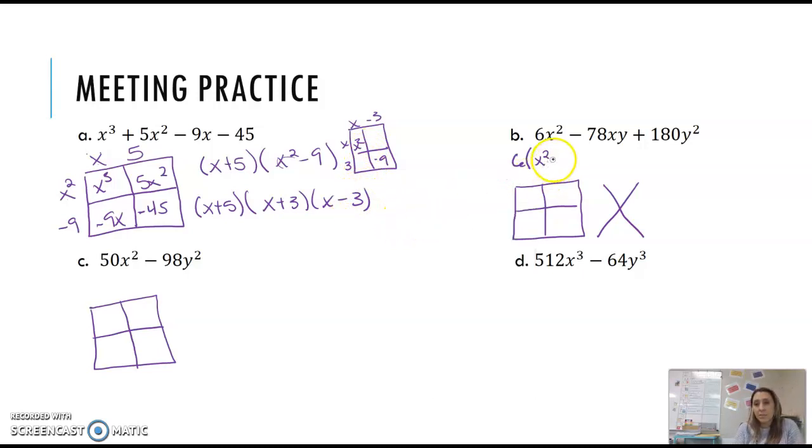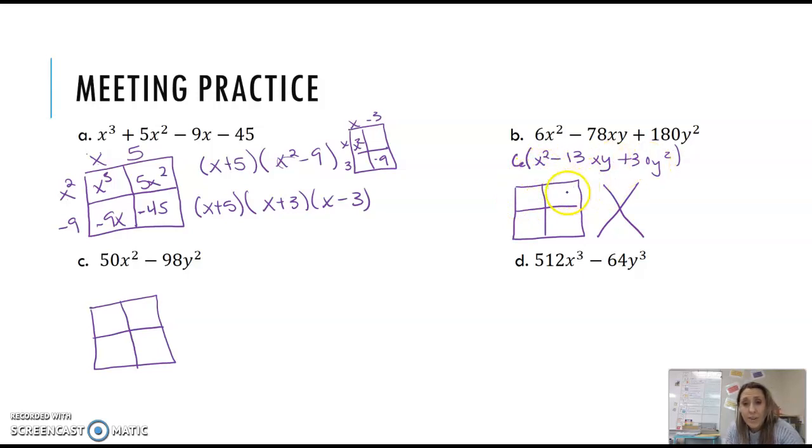So 6 times negative 13xy will get us our middle term. And then 6 times 180. Is it positive? Yeah, positive. So then we need to do plus 30y squared. Okay, so now we have a new trinomial in here with much smaller numbers, which makes life a lot easier.